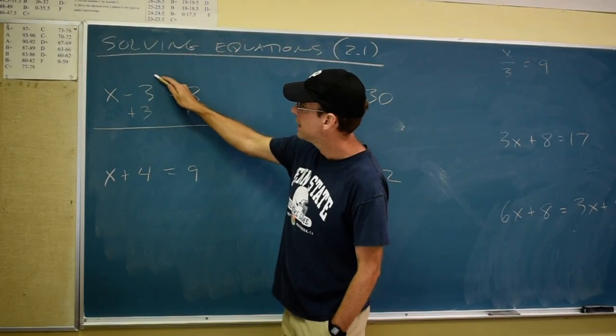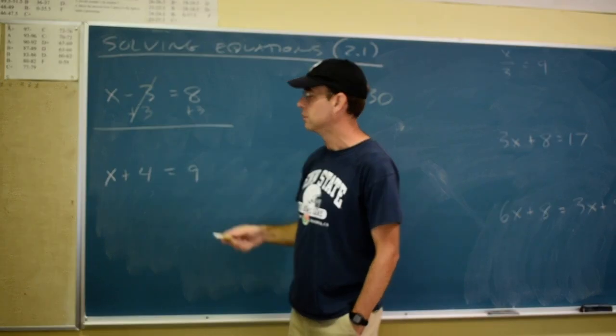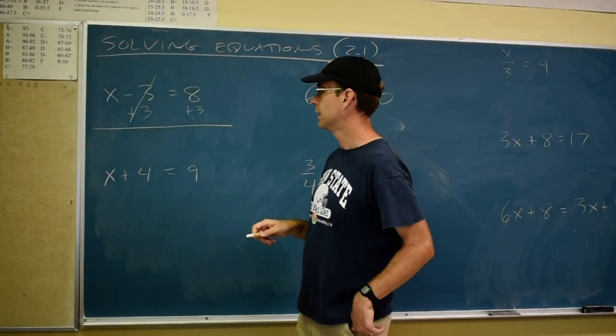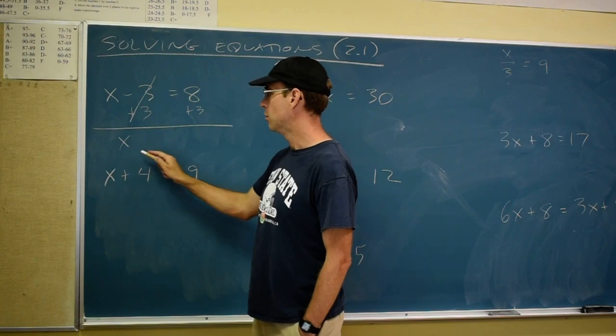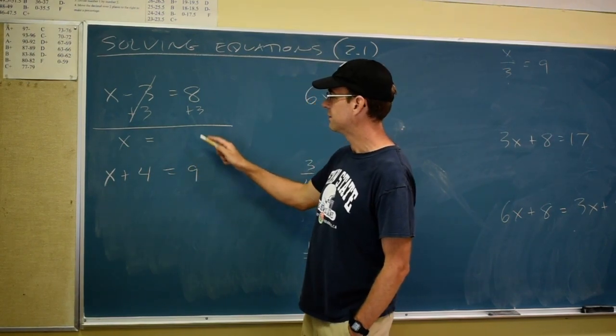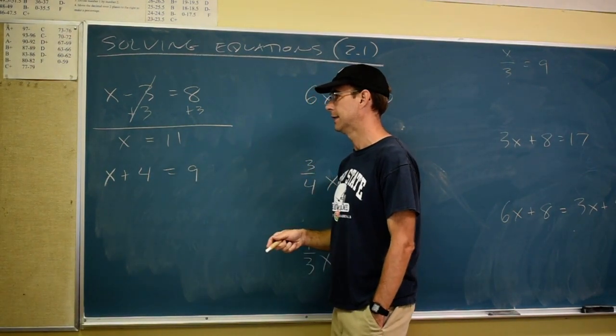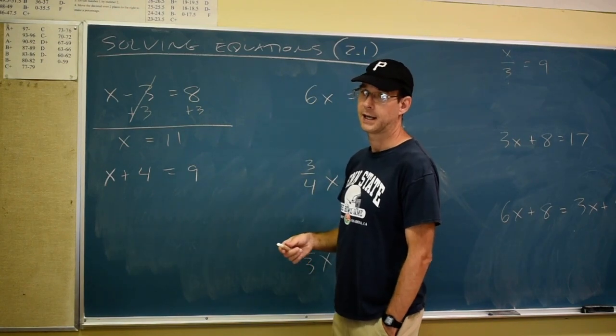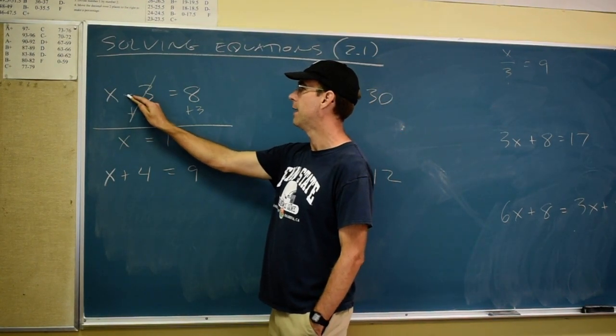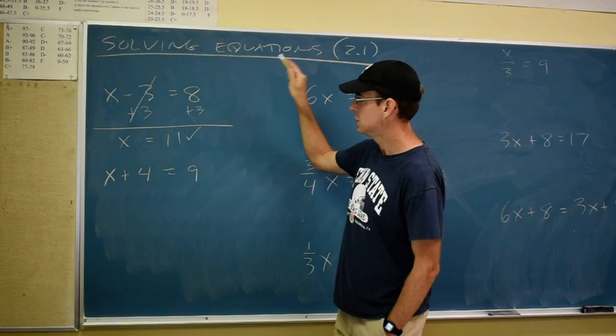If I subtract 3 and then add 3 in the same area, those just nullify each other. Those are going to erase each other. The variable's left standing, the equals is left standing, 8 plus 3 is 11, and then we could check that just to make sure. Put it in, 11 minus 3 is indeed 8, check.